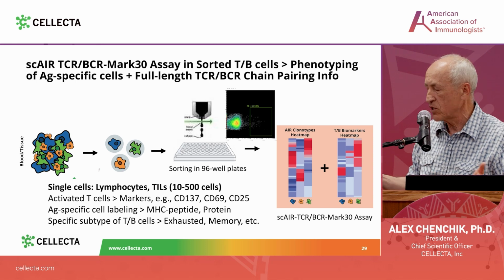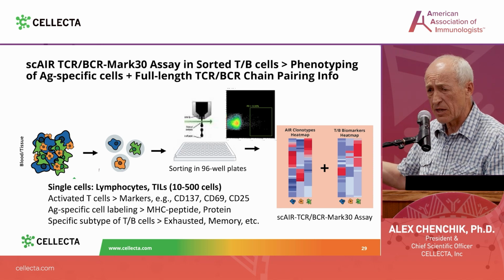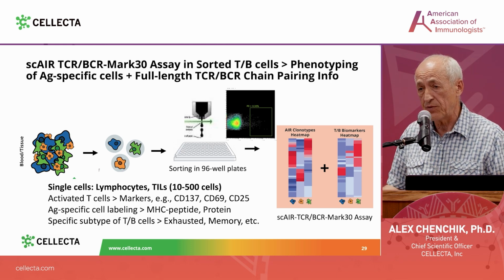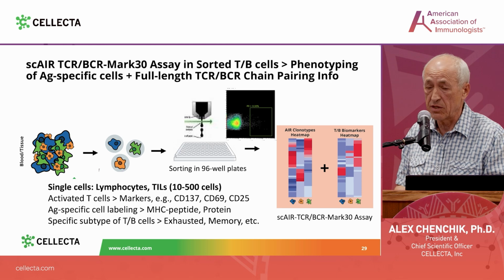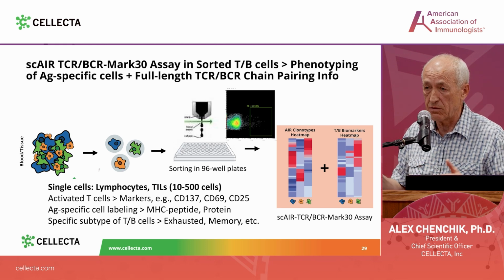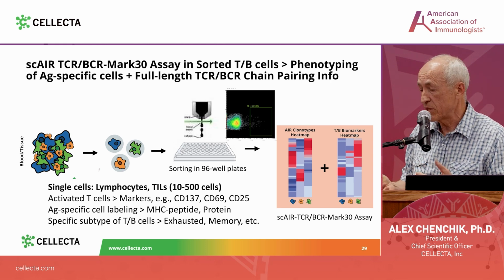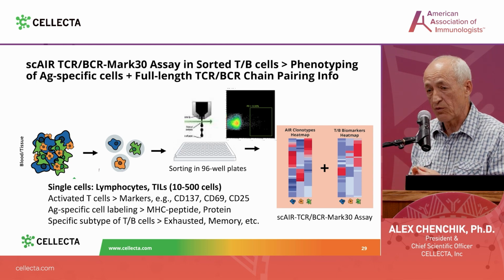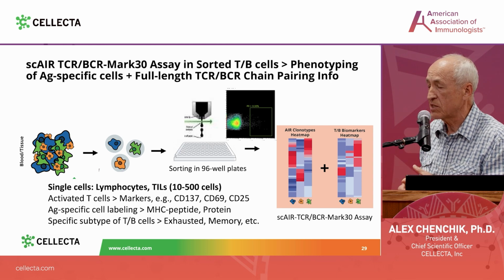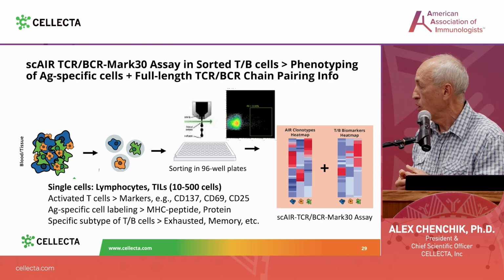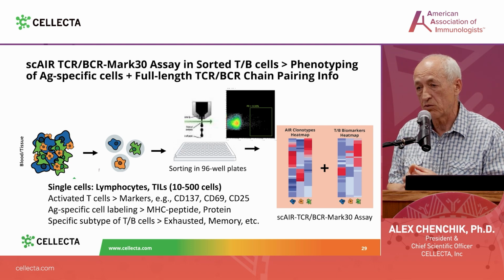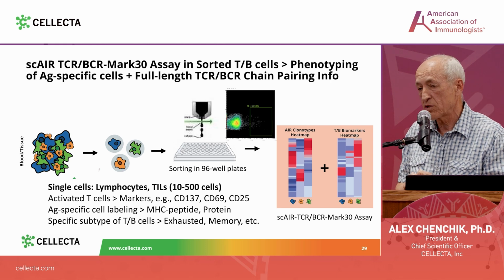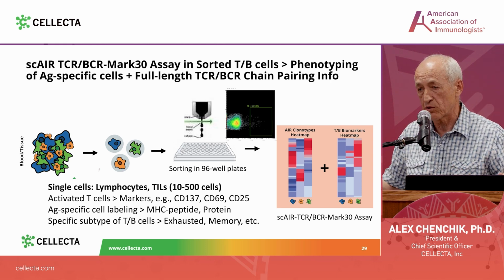And you can run a simple assay, like I described, and generate a similar set of data where you have chain pairing identification, for example, alpha and beta chain, and a set of 30 different top markers for T cell or B cell. And it can be applicable, for example, if you sort cells based on expression of activation markers like CD137, CD69, CD25. Or if you label the cells using MHC tetramers or dextramers, or if you sort some specific fractions based on the expression, for example, of exhausted cells.